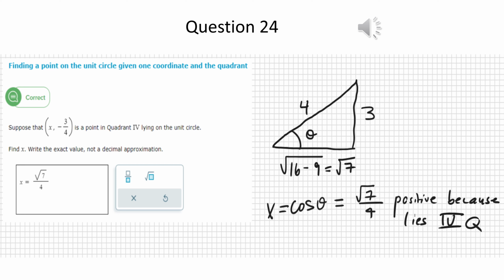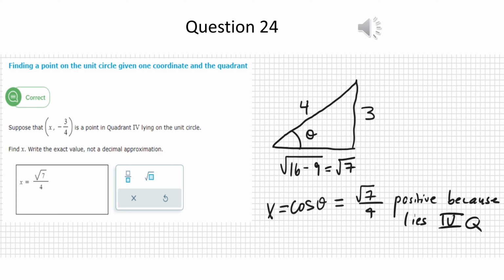To understand a little bit, I do the triangle. Opposite is 3, adjacent is 4. I don't care about the sign for a moment. I keep in mind it's the fourth quadrant. Now you find the adjacent. It's the square root of 16 minus 9, radical 7.